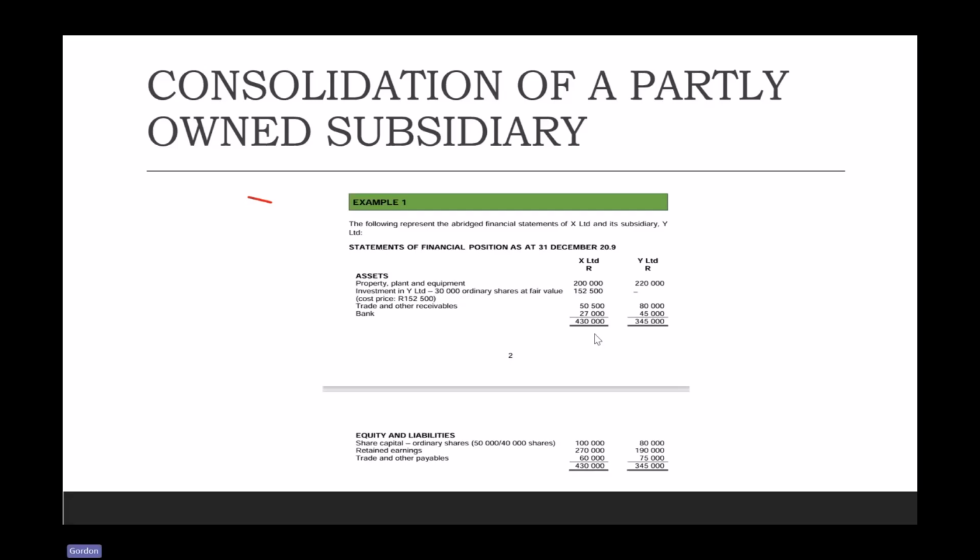So it does really get complicated. But of course, these days we have systems in place that do consolidations. But it's very important for you, as an accountant, to understand how it works. What are we doing? Because you can't just rely on the systems all the time.